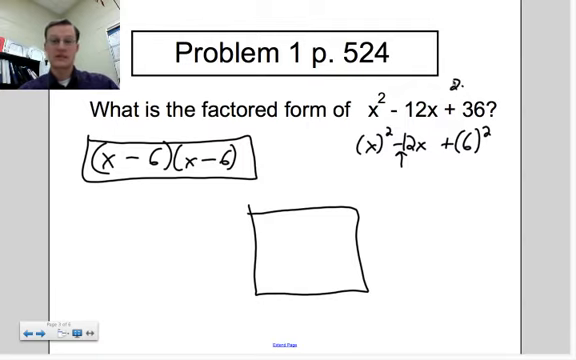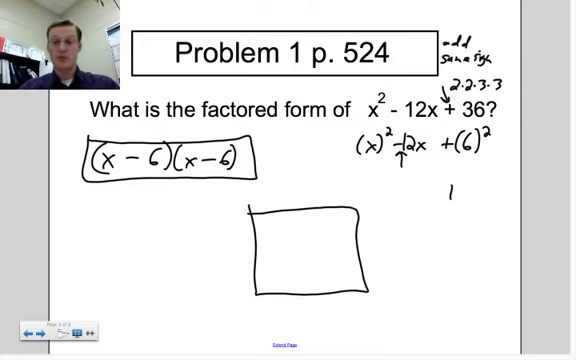36 is 2 times 18. 18 is 2 times 9. 9 is 3 times 3. So we have 2 times 2 times 3 times 3. Do we see the same or different sign? It's going to be the same sign. Do we add or subtract them? Since it's addition, we're going to add the factors.